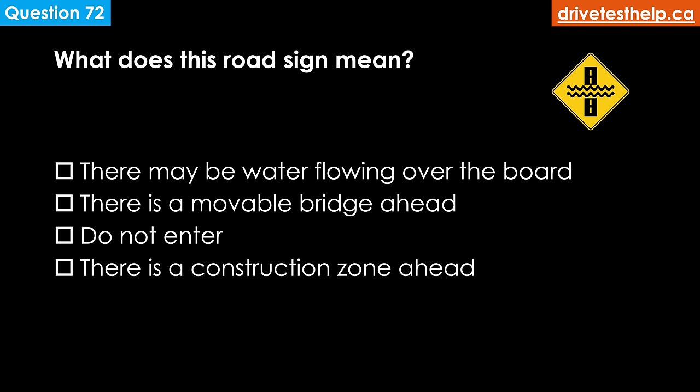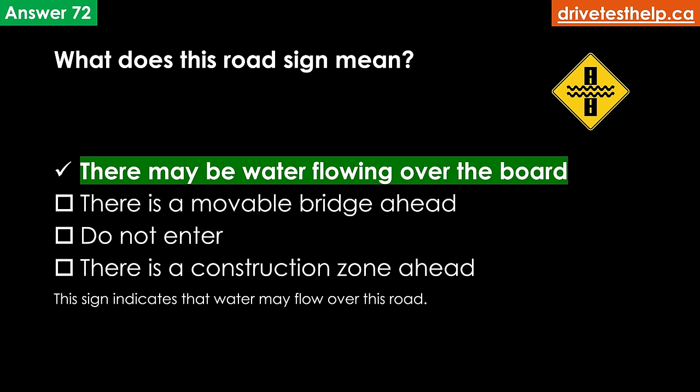What does this road sign mean? There may be water flowing over the road. There is a movable bridge ahead. Do not enter. There is a construction zone ahead. The correct answer, there may be water flowing over the road.